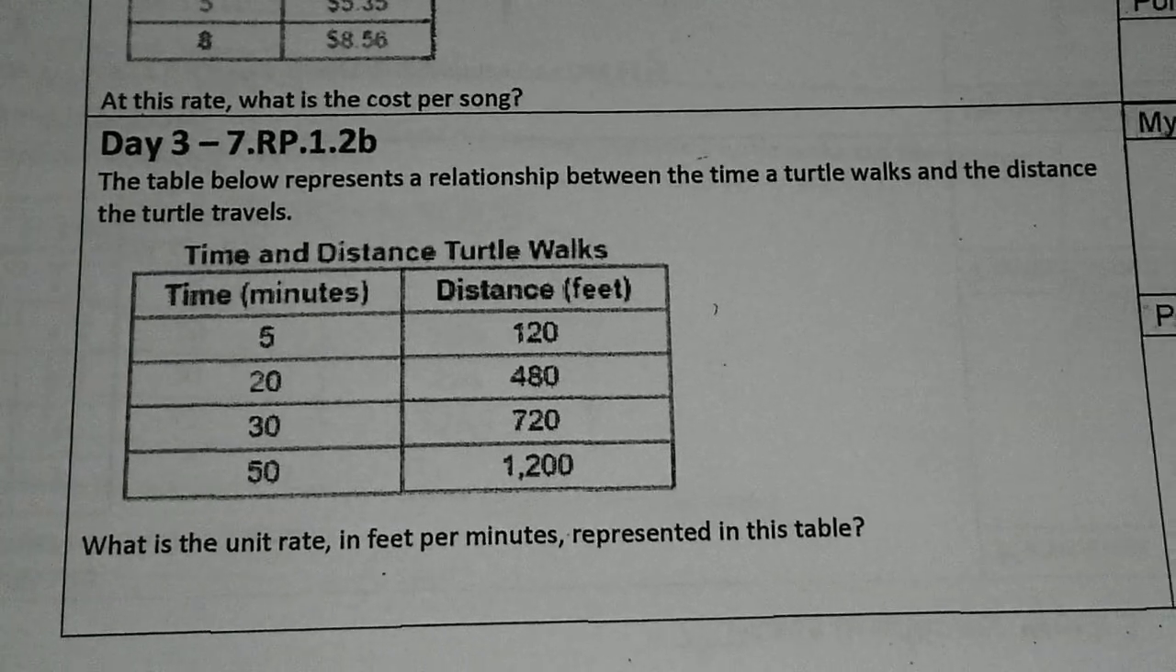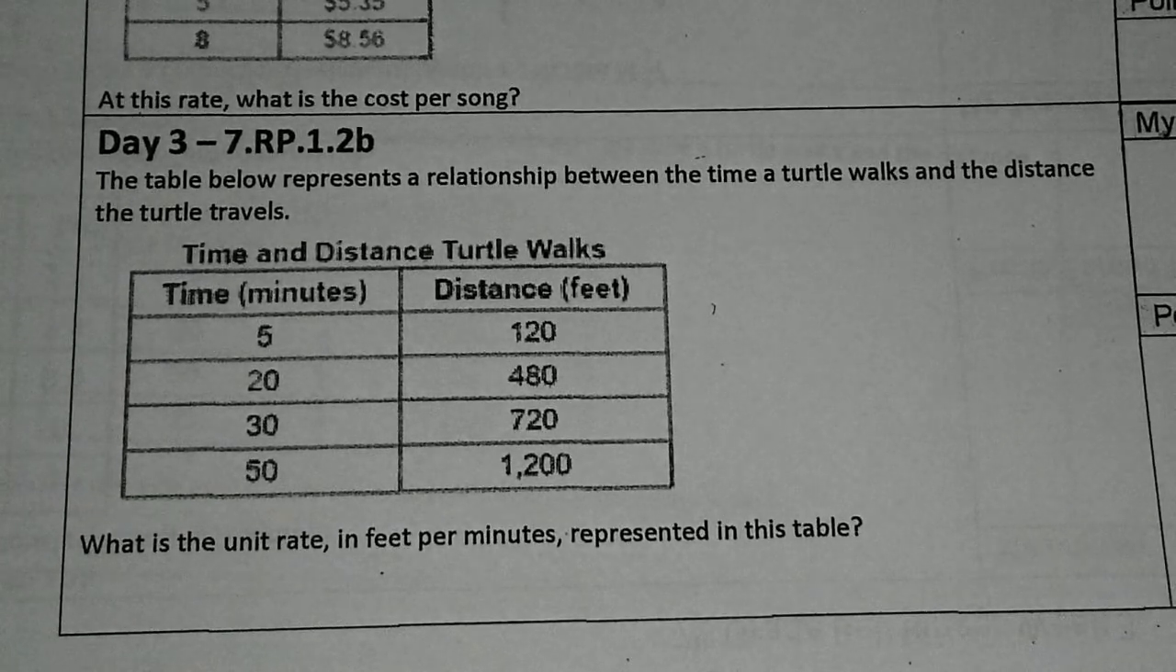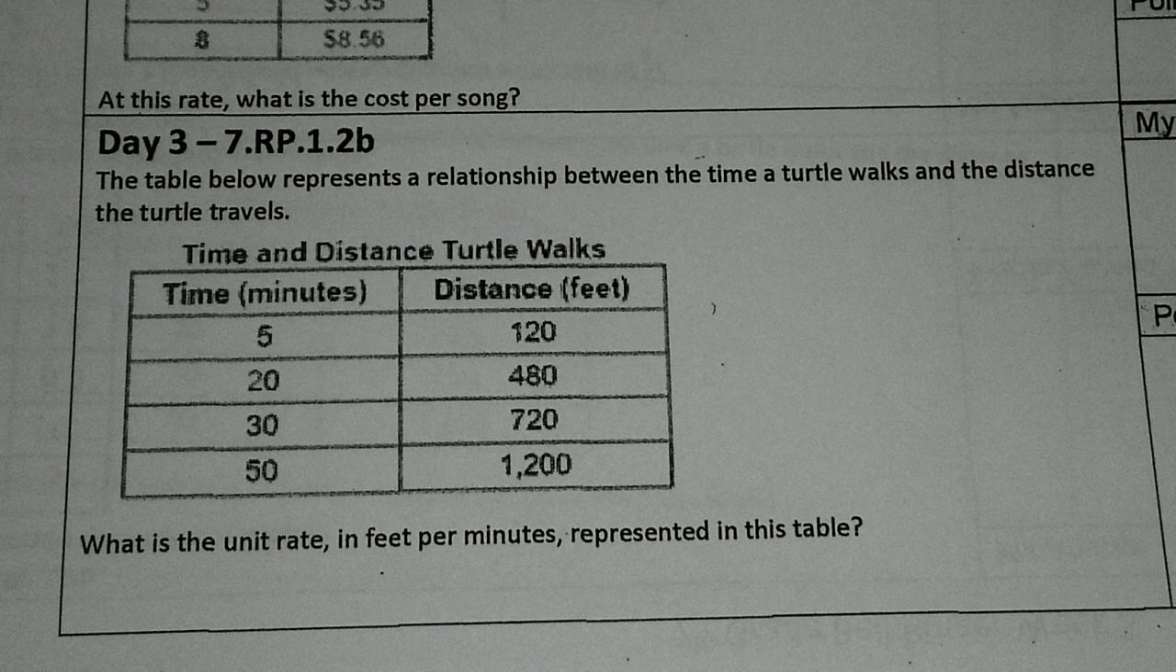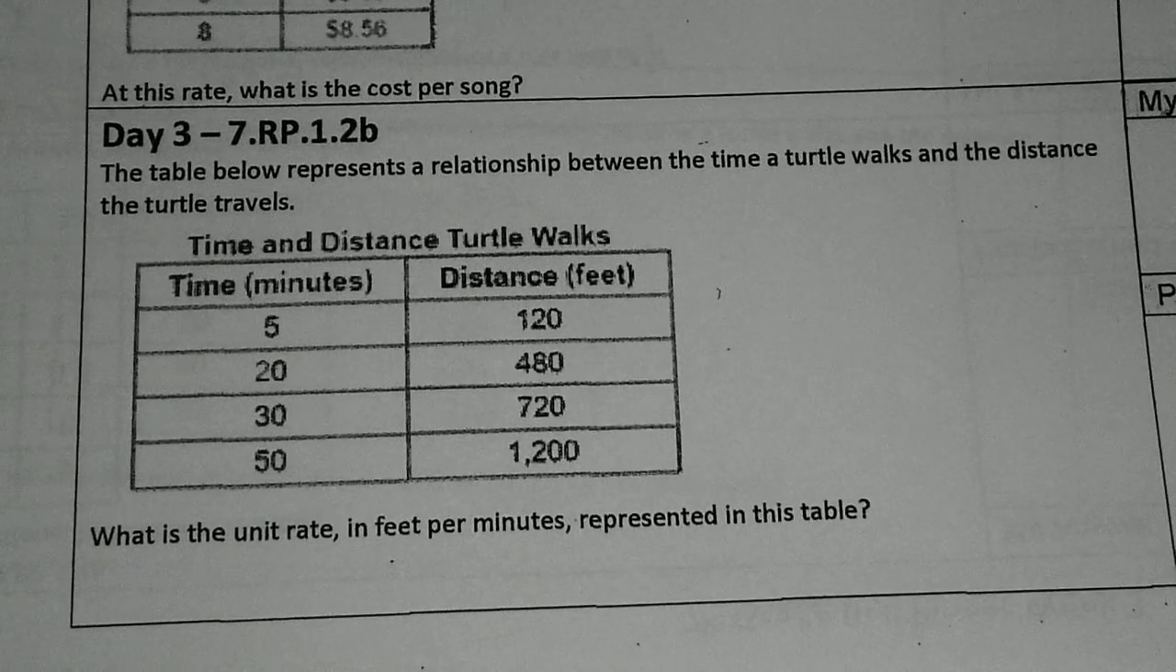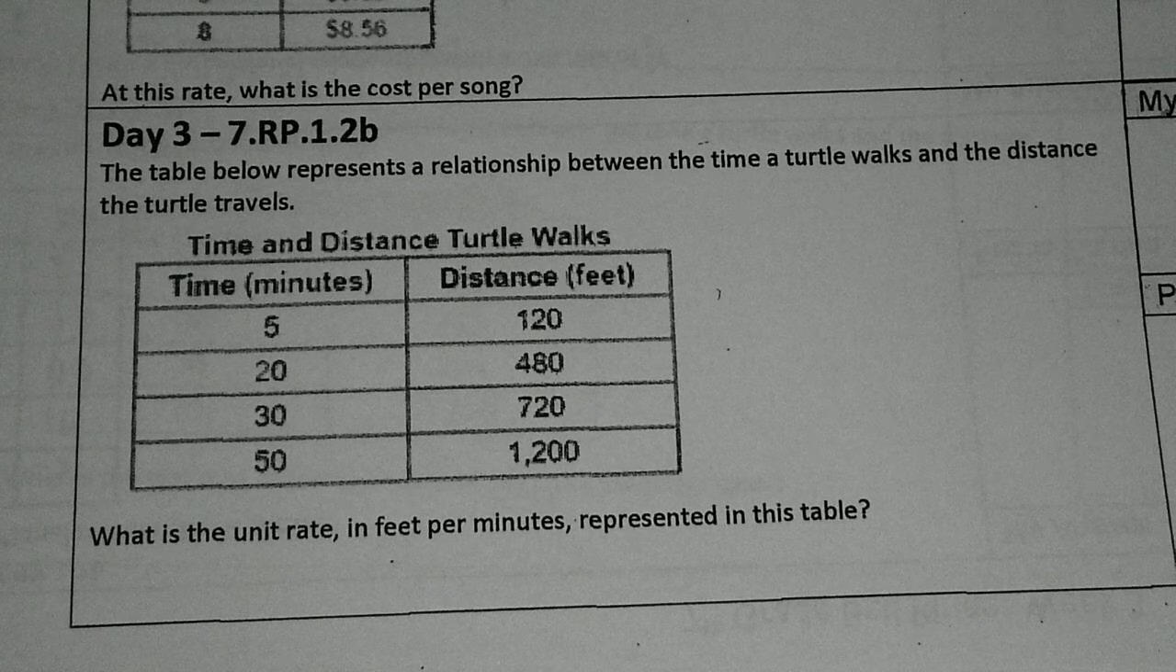This table represents a relationship between the time a turtle walks and the distance the turtle travels. What is the unit rate in feet per minute represented in the table? So what do I have to do to find unit rate? Anybody remember?